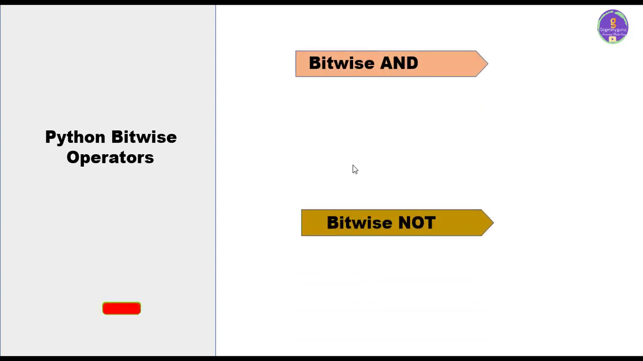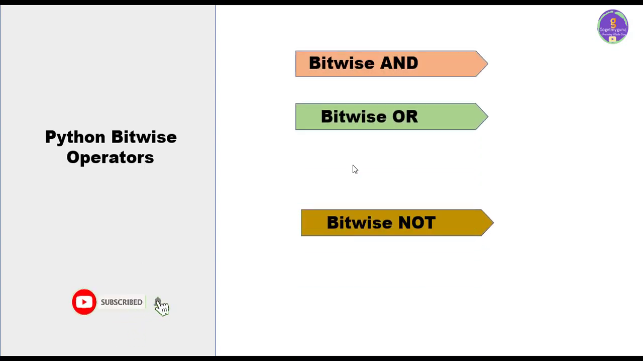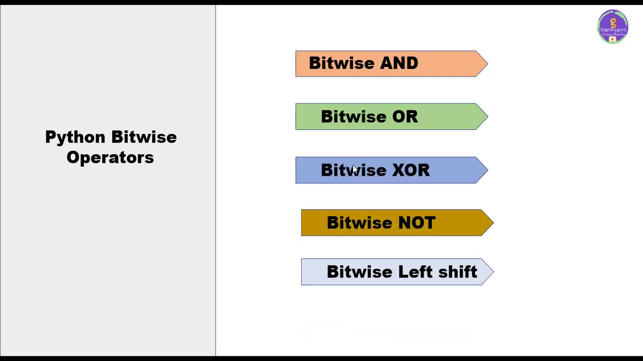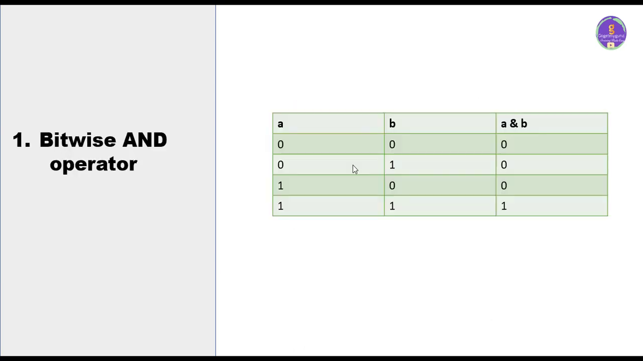Bitwise AND, Bitwise NOT, Bitwise OR, Bitwise XOR, Bitwise Leftshift and Bitwise Rightshift. So these are the 6 bitwise operators available in Python. Let's understand each one of these bitwise operations in detail. First we'll discuss the bitwise AND operator.